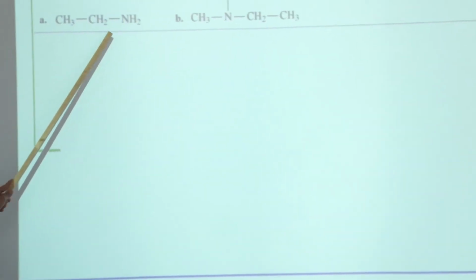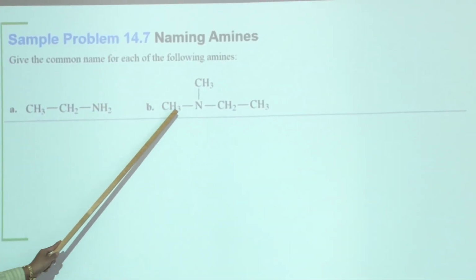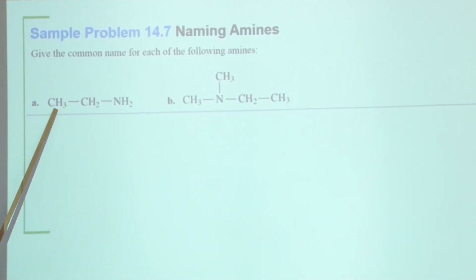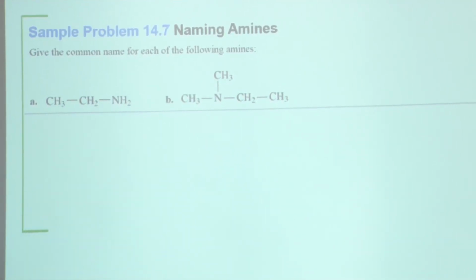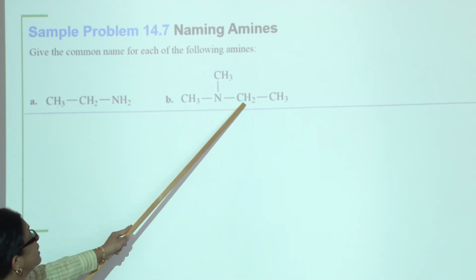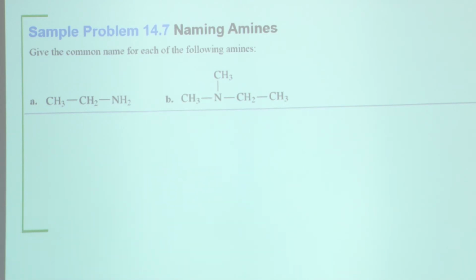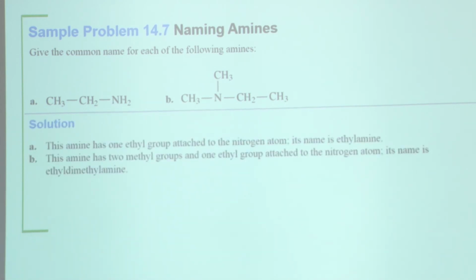Amine, primary amine, tertiary amine. So ethyl amine, okay, primary amine. Ethyl dimethyl amine. So ethyl dimethyl amine. So amine has one ethyl group, ethylamine. This amine has two methyl groups, one ethyl.